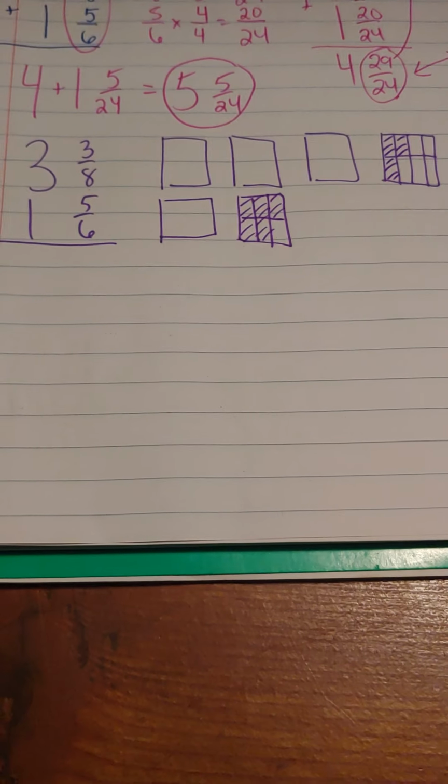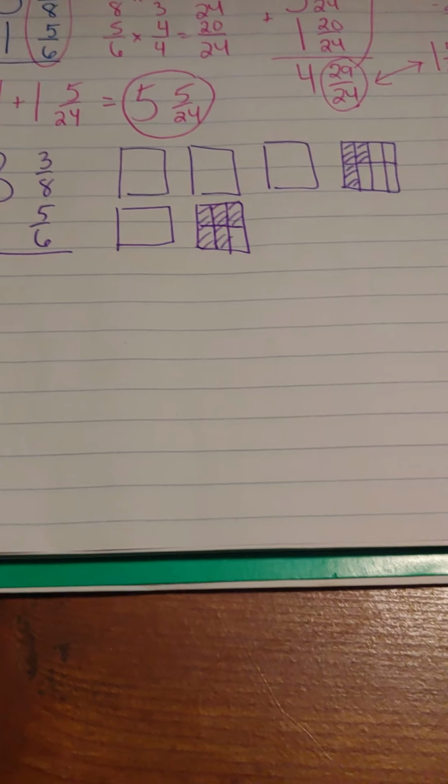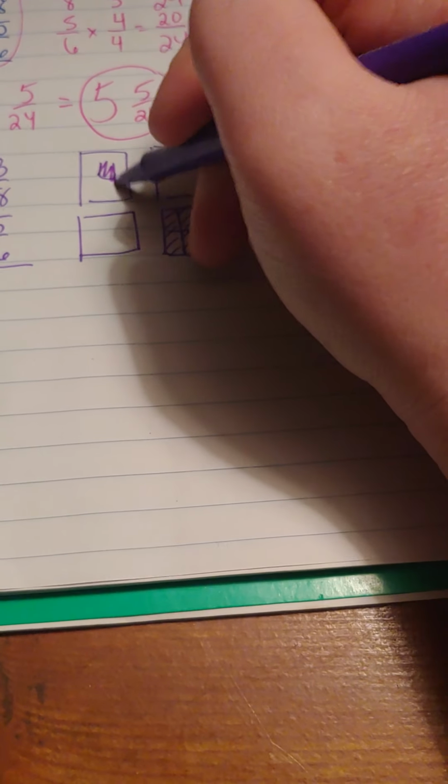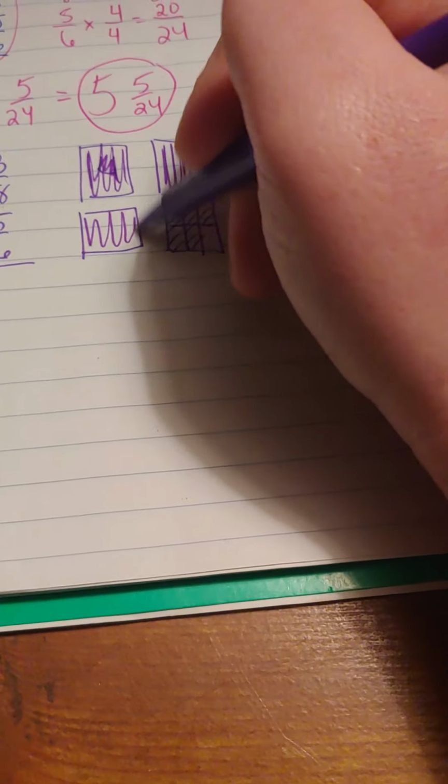So I can have an idea for an estimate here of what I'm looking at. I'm looking at 1, 2, 3, 4 wholes. Oh, I'm sorry, yeah, I guess I could do this. This is 1, 2, 3, 4 wholes.